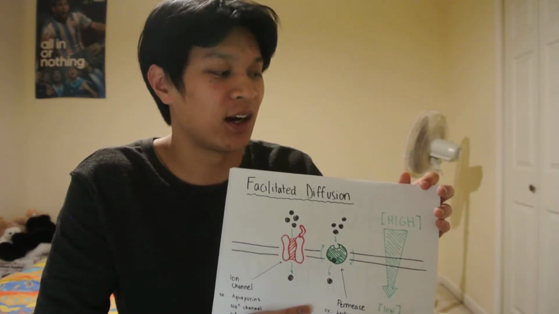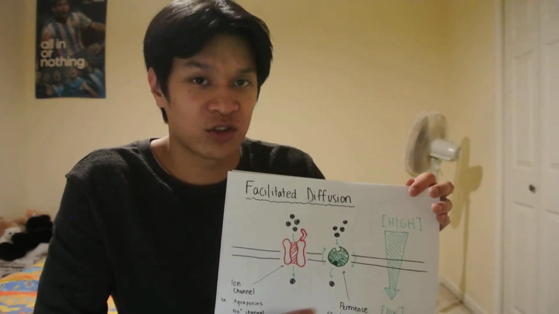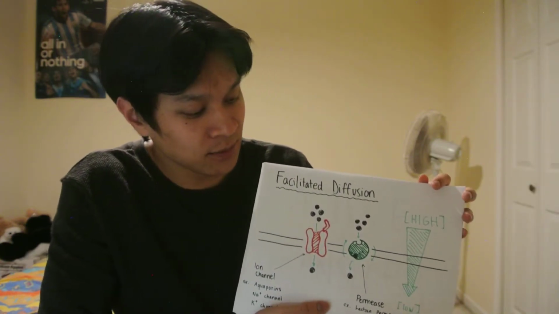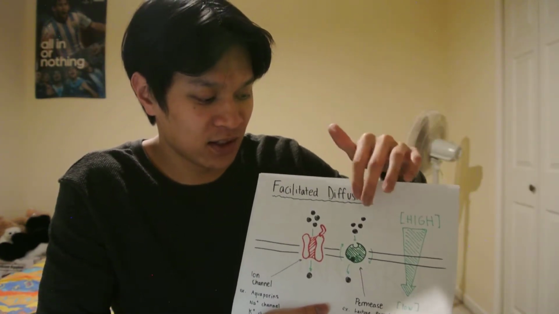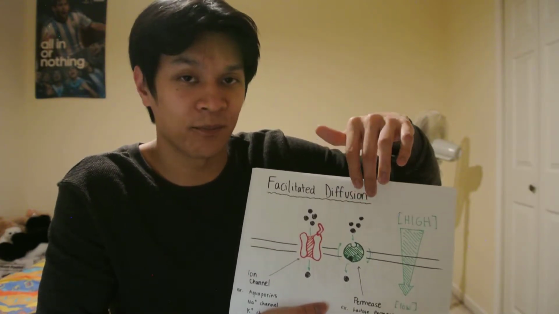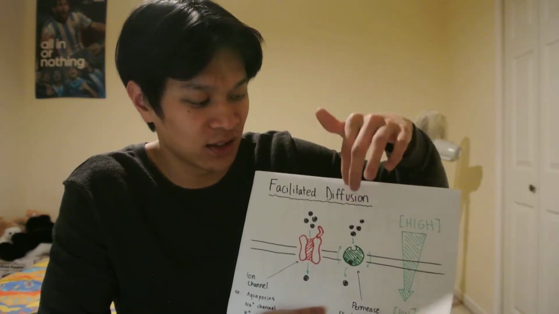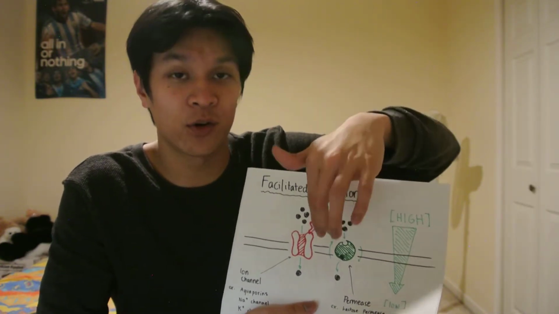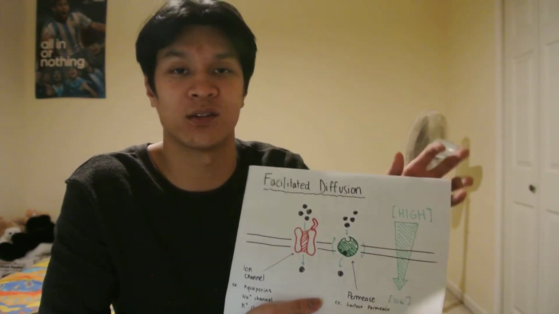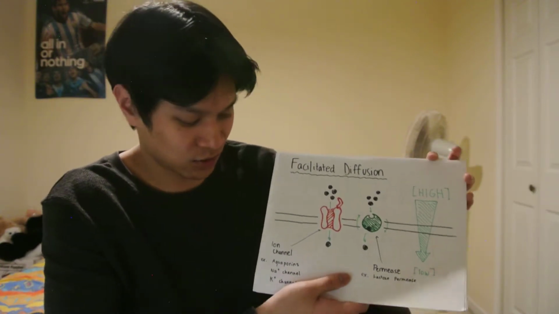Now, what is a conformational change? It's basically a change in the protein structure that alters shape and oftentimes function. Okay, and basically you create this shape change or structural change that allows this ion or molecule to be transferred over to the other side.